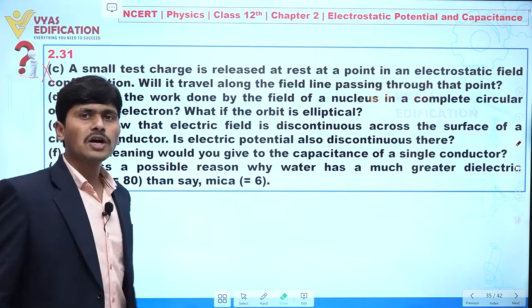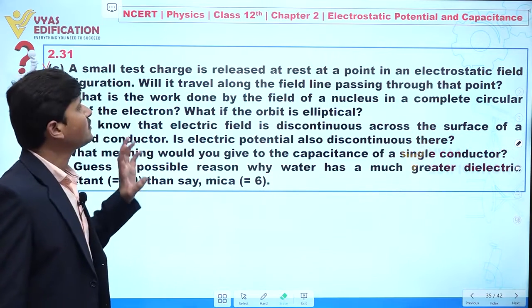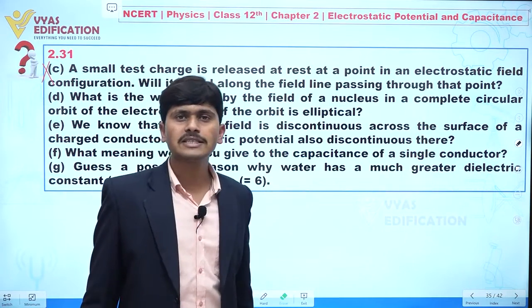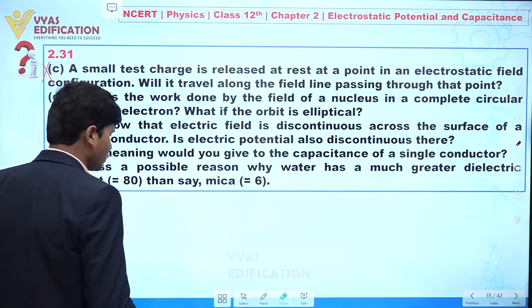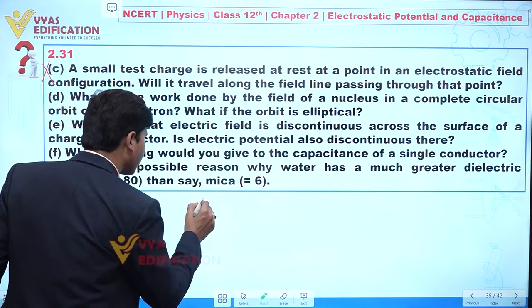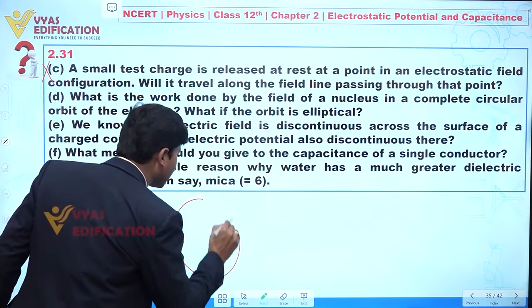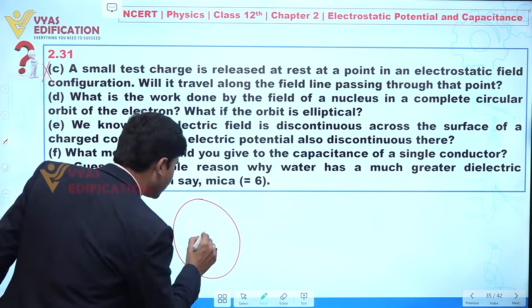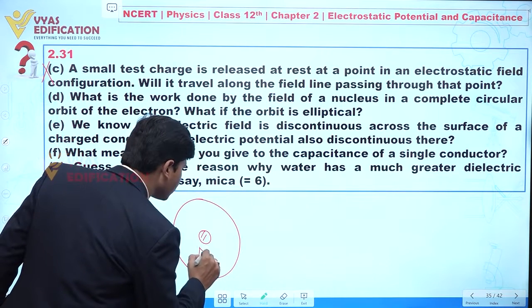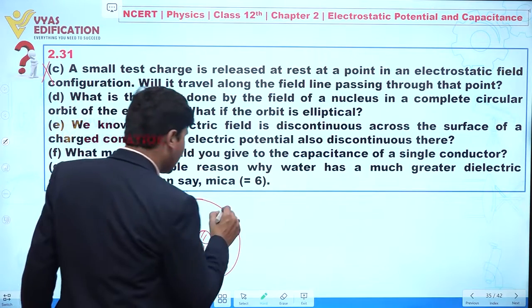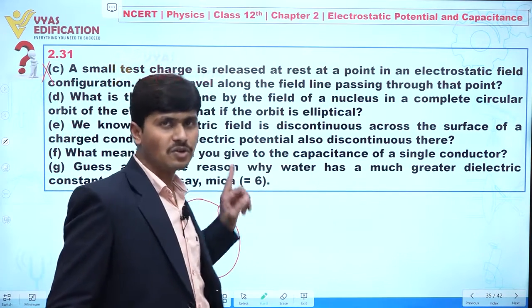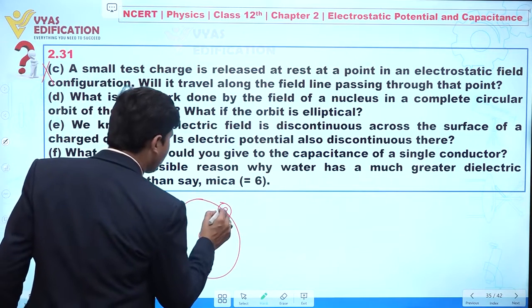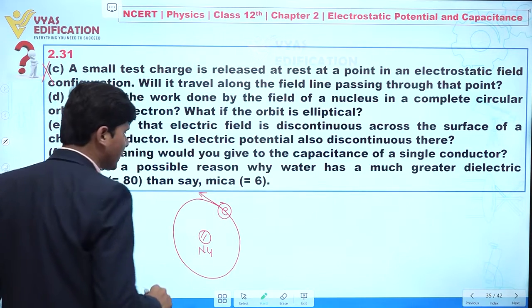Now if we discuss part number D, what is the work done by the field of a nucleus in a complete circular orbit of an electron? Clear? So actually what is happening? Let's suppose this is a circular loop. Here we have the nucleus. This is the nucleus. Clear? Let's suppose here we have an electron and this electron is revolving around the nucleus. Clear to you? So now we can say the electron is going in this direction.